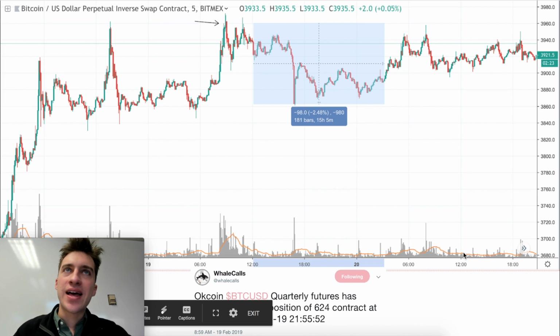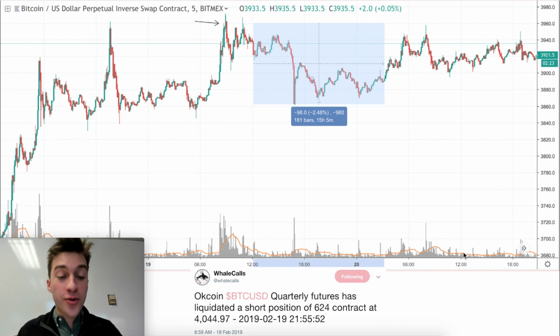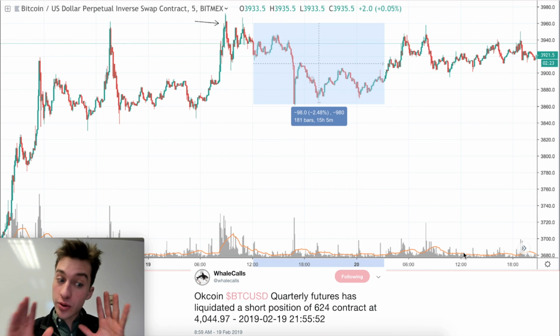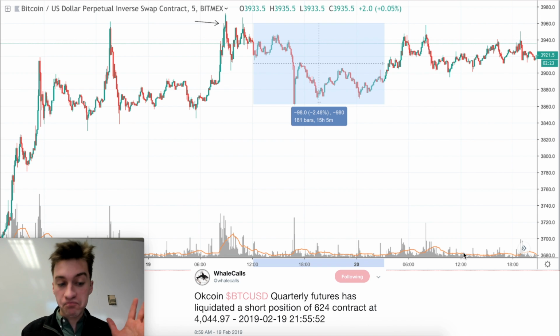But this liquidation strategy, of course, there is no holy grail strategy, and anyone who tells you that there's a holy grail is just trying to scam you. There's nothing that works 100% of the time, of course. But I have found that liquidation hunting does work quite well in the market.